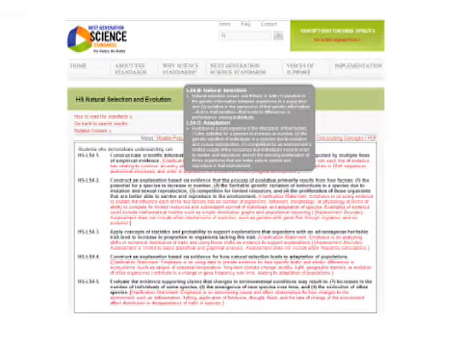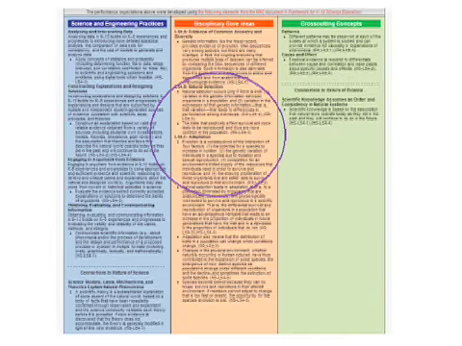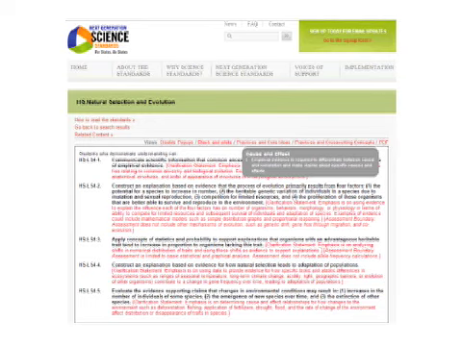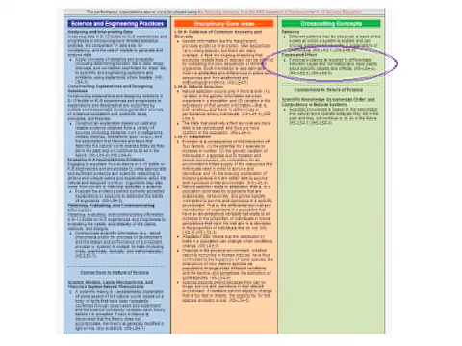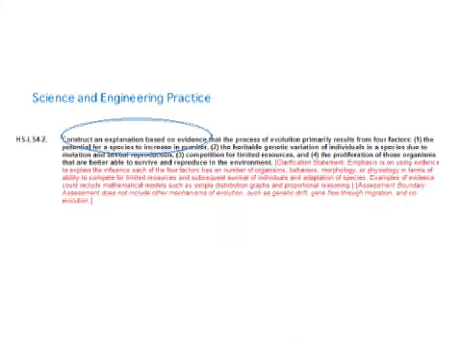Then if you move along a little further in the sentence where it says the process of evolution, another gray box pops up. This shows where it's specifically connected to a disciplinary core idea, or actually two of them, natural selection and adaptation. Then if you move along further, it says primarily results from. This is an example of cause and effect. This is a cross-cutting concept. So as you can see, if you look at the entire performance expectation, it has a science and engineering practice, it has a content piece, and it has a cross-cutting concept.